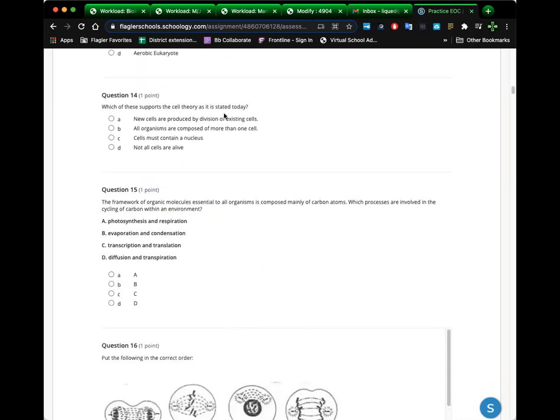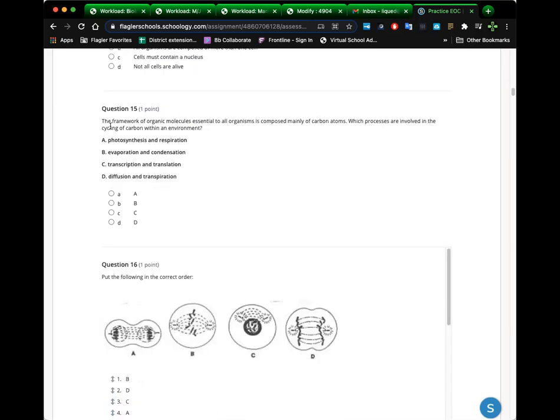All right, which one of these supports the cell theory? So basically, which one of these are true? That's it. Keep it simple. New cells are produced by division of existing cells. That sounds pretty good. All cells are composed of more than one cell. That's not right. It's one or more cells. So that's what I mean. You might read through it quickly and think, oh yeah, that's part of the cell theory. Cells must contain a nucleus, and then not all cells are alive. So all cells are alive, and prokaryotes do not have a nucleus, so it's definitely going to be A.